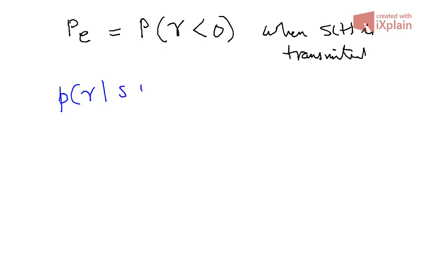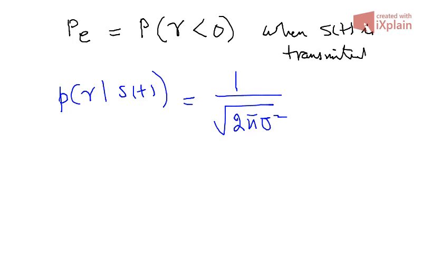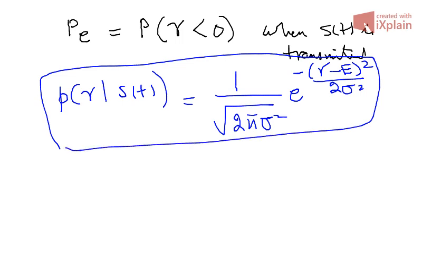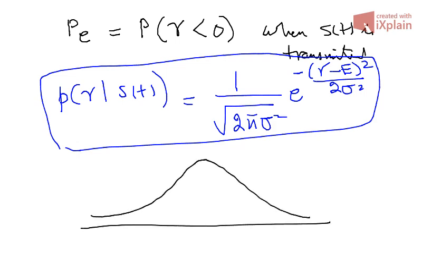The PDF of R, given that S of t is transmitted, is equal to 1 over the square root of 2 pi sigma square. Now we keep the variance sigma square, rather than unity, to generalize it. So e raised to the power minus (r minus E) whole squared over 2 sigma square. This is the conditional PDF of R when S of t is transmitted. We can always draw this conditional PDF, which we did in our previous lecture: suppose here it is 0, this is point E, and this is P of R given that S of t is transmitted.